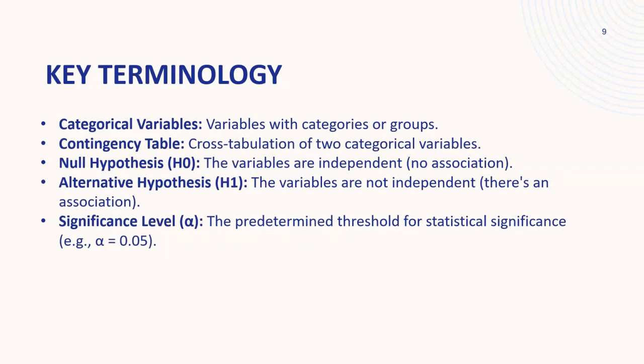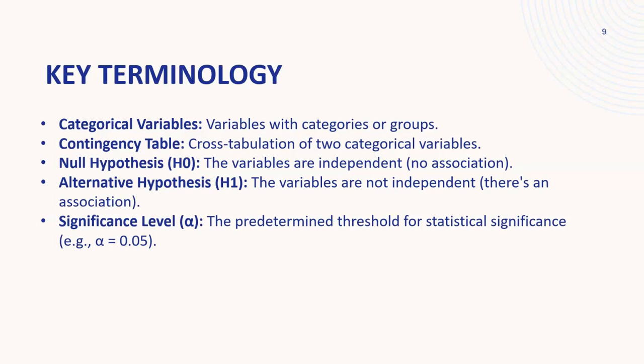Now these are certain key terminologies that you will come across when you do the chi-square test of independence of attributes. First is we'll be dealing with categorical variables, where the categorical variables have specific groups or specific categories. There is a contingency table. Contingency table is a cross-tabulation frequency table of the categorical variables. You have a set of hypotheses, that is a null hypothesis and alternative hypothesis.